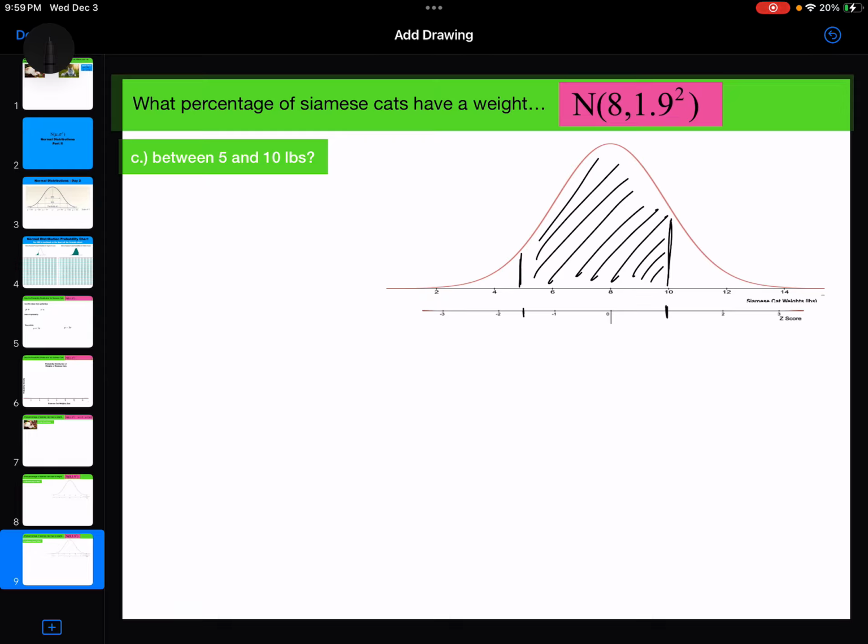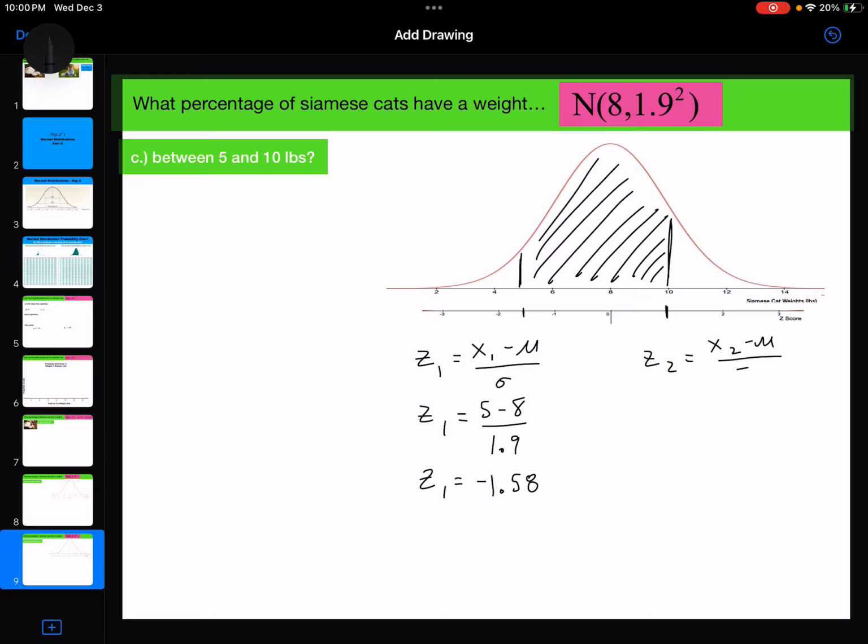So my first z, I'll call that z1, is going to equal my first x value, which was 5, minus the mean divided by the standard deviation. Again, the mean is still 8, standard deviation is still 1.9. So my first z-score ends up being negative 1.58. And then my second z-score is going to equal my second x value minus the mean divided by the standard deviation. So I want you to pause here and calculate this second z-score, and then start playing again so you can check.